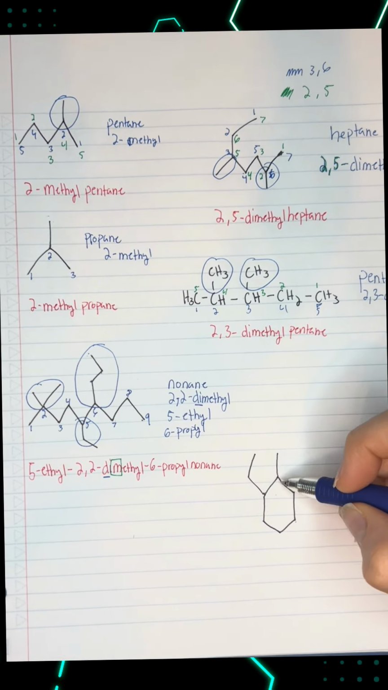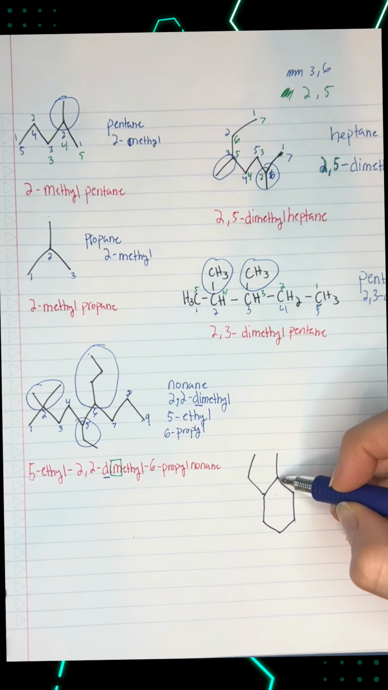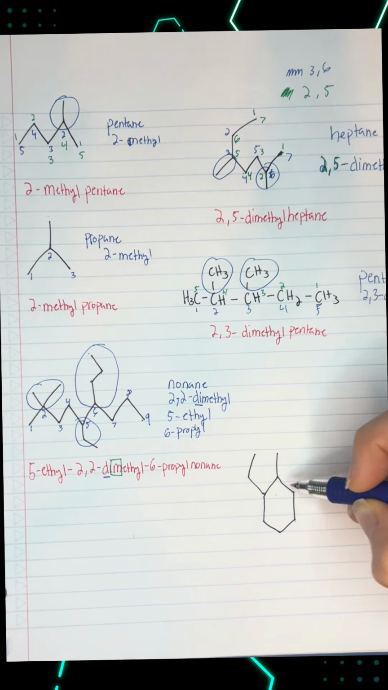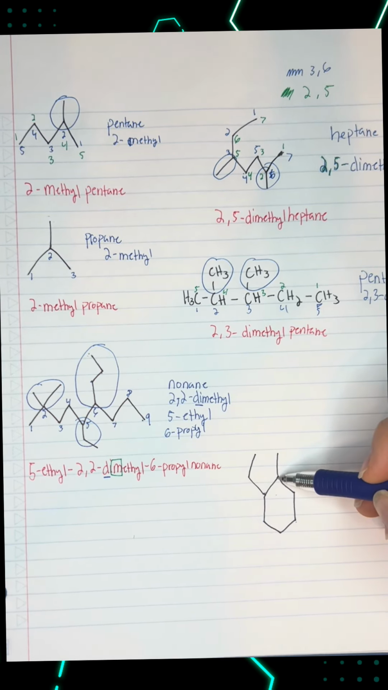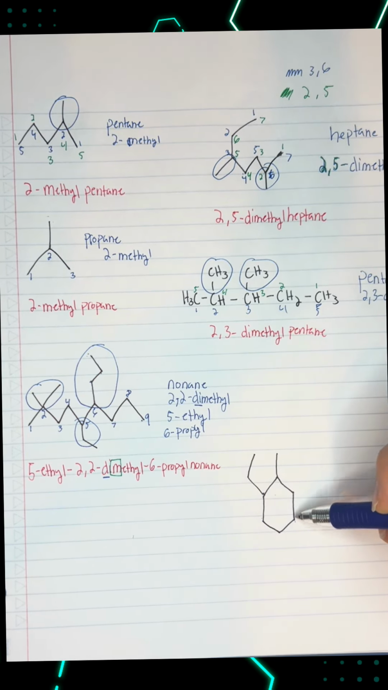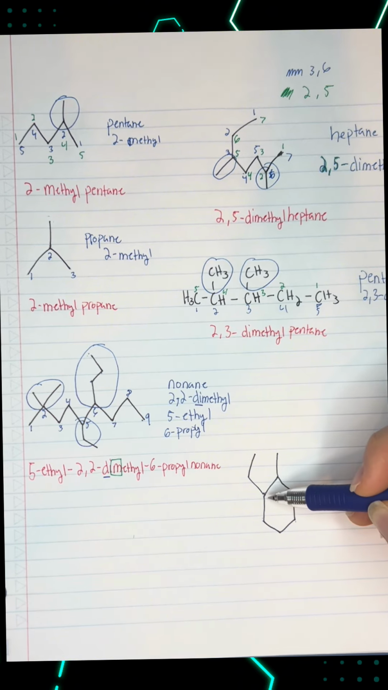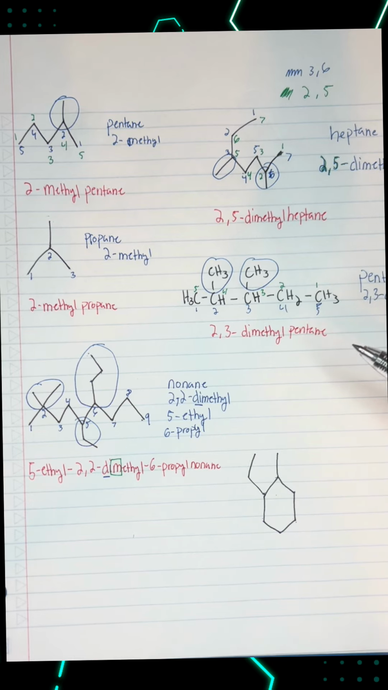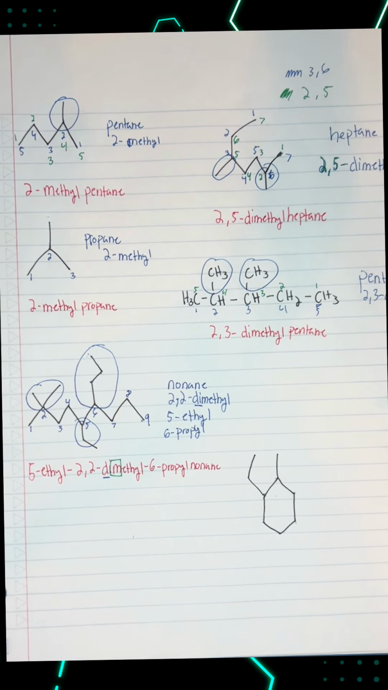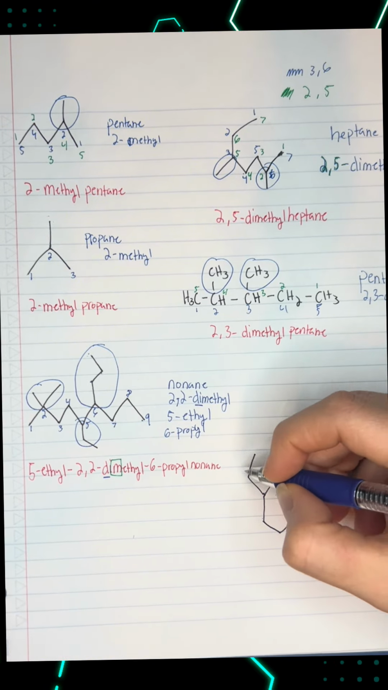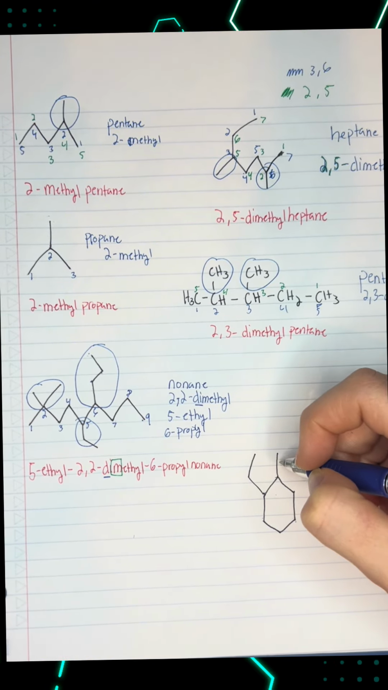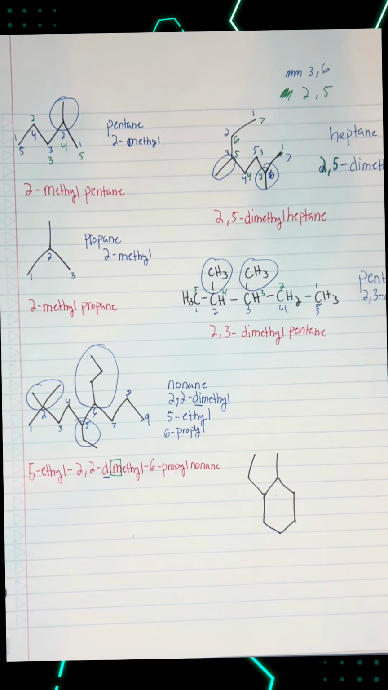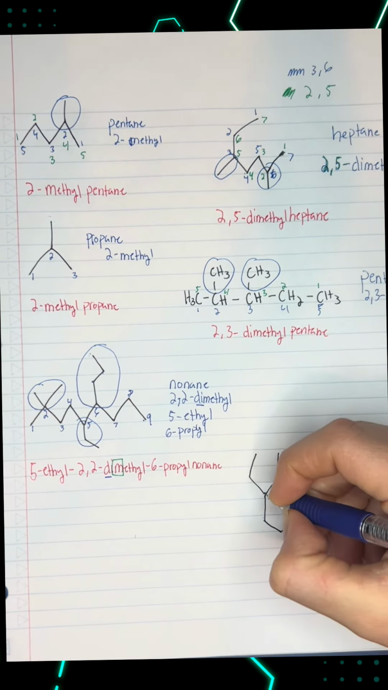So now we just need to figure out which way to number it. We could go this way, this way, this way, or this way. So if I start going 1, 2, 3, 4, 5, 6, okay. What if I went 1, 2, 3, 4, 5, 6? Either way, you have a 1 substituent and a 2 substituent. So how do we break this tie? Well, right here is our ethyl, and right here is our methyl. Now, either way, you have a 1, 2. You want to go this way.